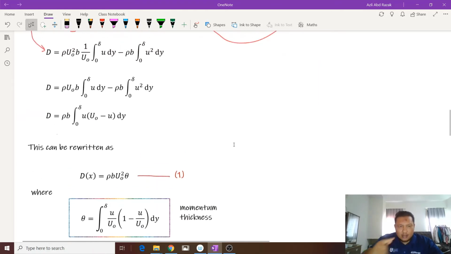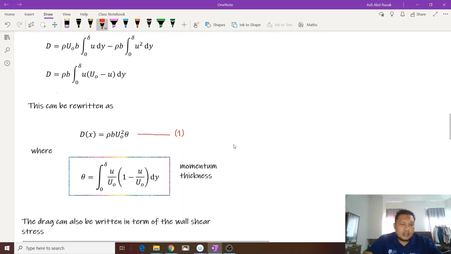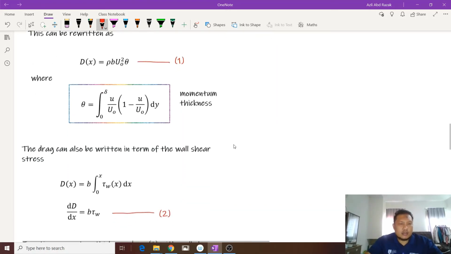So this equation can be written as dx equals rho b u naught squared theta, which I put as equation number one. I don't know this theta yet, but I put theta as the momentum thickness. What is momentum thickness? This is the momentum thickness of the boundary layer.